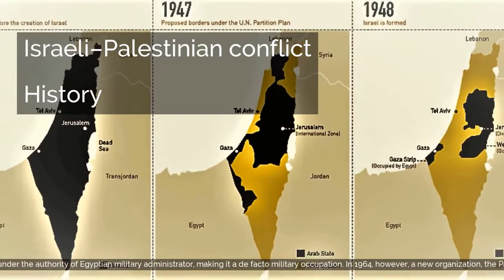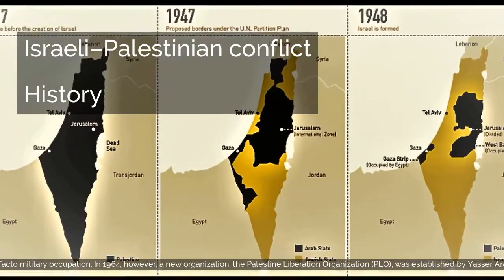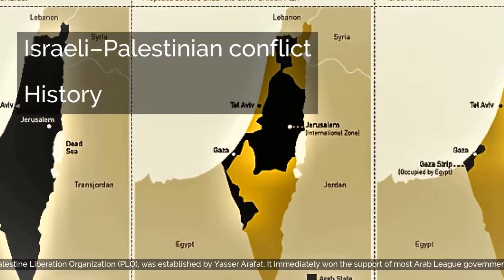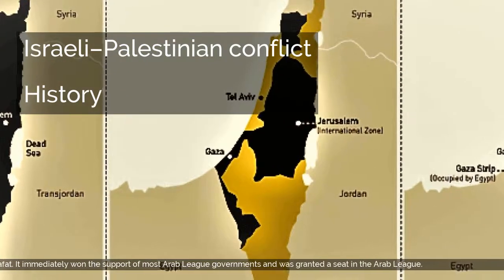In 1964, however, a new organization, the Palestine Liberation Organization, PLO, was established by Yasser Arafat. It immediately won the support of most Arab League governments and was granted a seat in the Arab League.